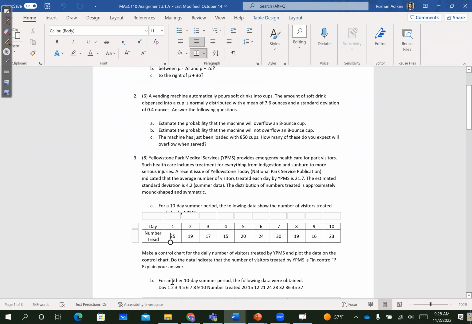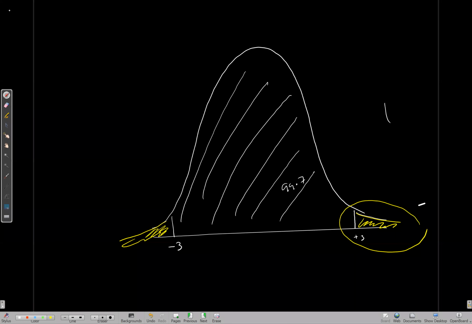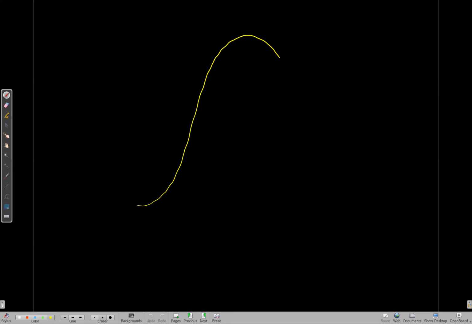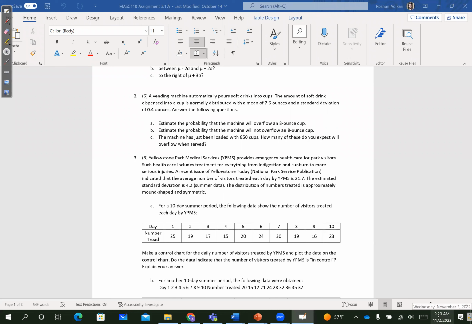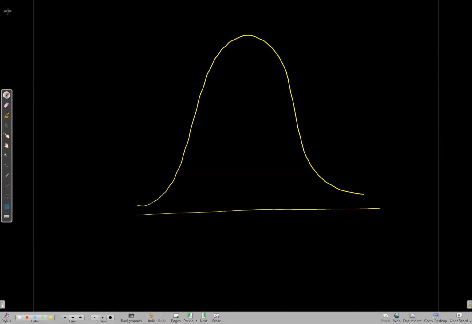Second one, vending machine. Now read, you can pause the video and read it. So this is about, again, first one, overflow an 8 ounce cup. So let me explain now. Still, that depends on this one. So it's telling you mean 7.6, standard deviation 0.4. Now guys, these numbers are important. Mean 7.6. So here 7.6 and standard deviation is 0.4.